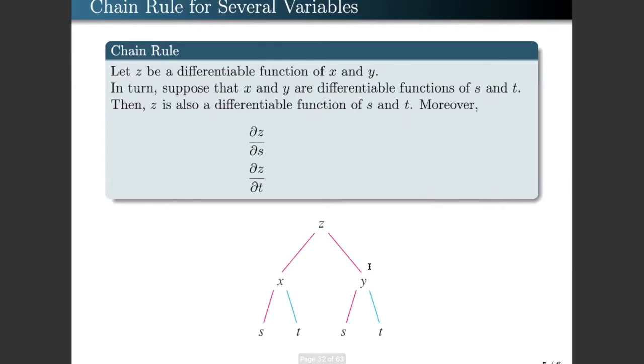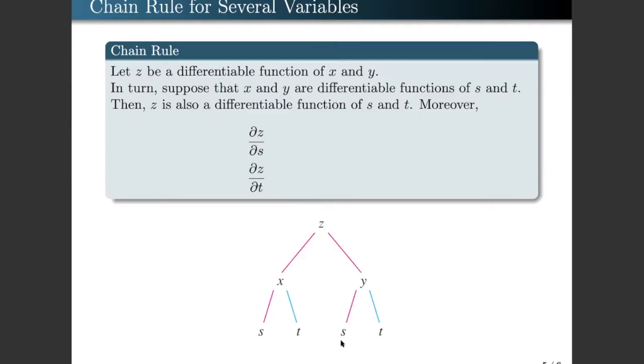Let's draw the tree of dependency again. So we have z dependent on x and y. That's why we have two branches here. But this time, x and y are dependent on two other variables. So that's why we have two branches, s and t here, and also two branches here, s and t. Now, to formulate the partial of z with respect to s, again, we consider all of the paths starting from z and ending in s. So that's the path here and the path here.